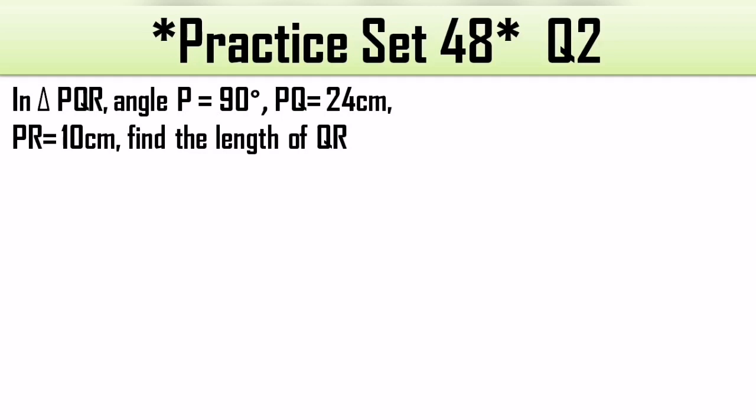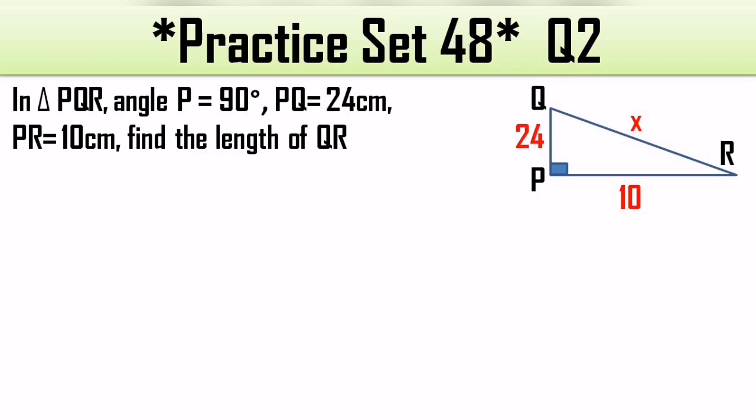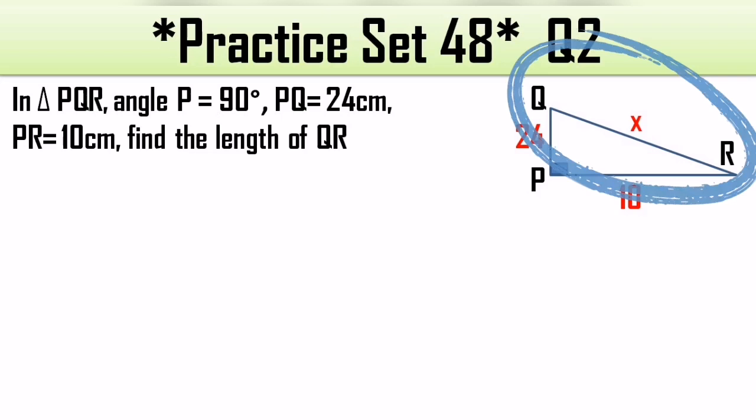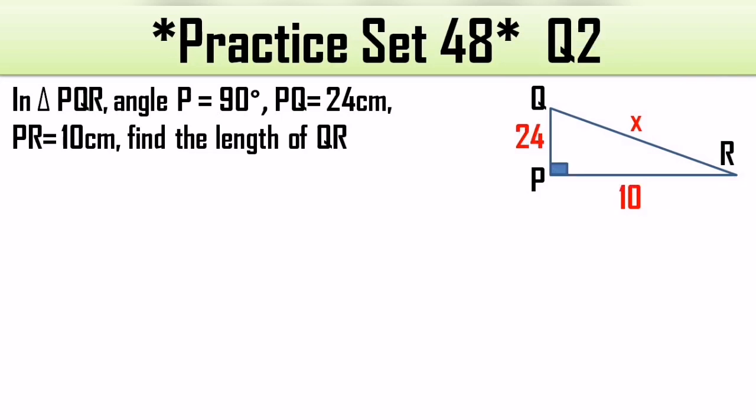Let's begin with drawing the triangle first. The triangle is QPR where angle P is 90 degrees, as you can see on the screen, and the required details are mentioned in the diagram. This triangle is a right angle triangle because one angle is 90 degrees. So the side opposite to that 90 degree angle, that is QR, will be considered the hypotenuse, and I need to find its length.